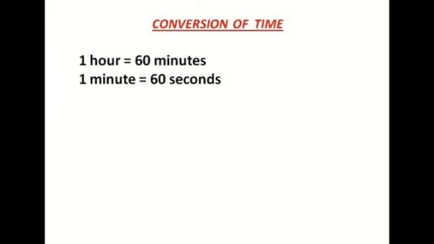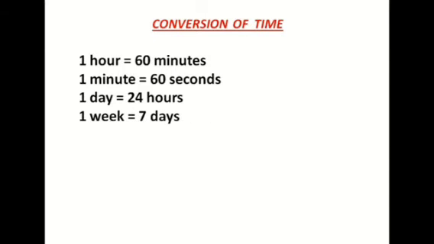We know that second, minute and hour are the three fundamental units of time. Let us now learn the relationship between them. 1 hour means 60 minutes. 1 minute equals 60 seconds. 1 day equals 24 hours. 1 week equals 7 days.